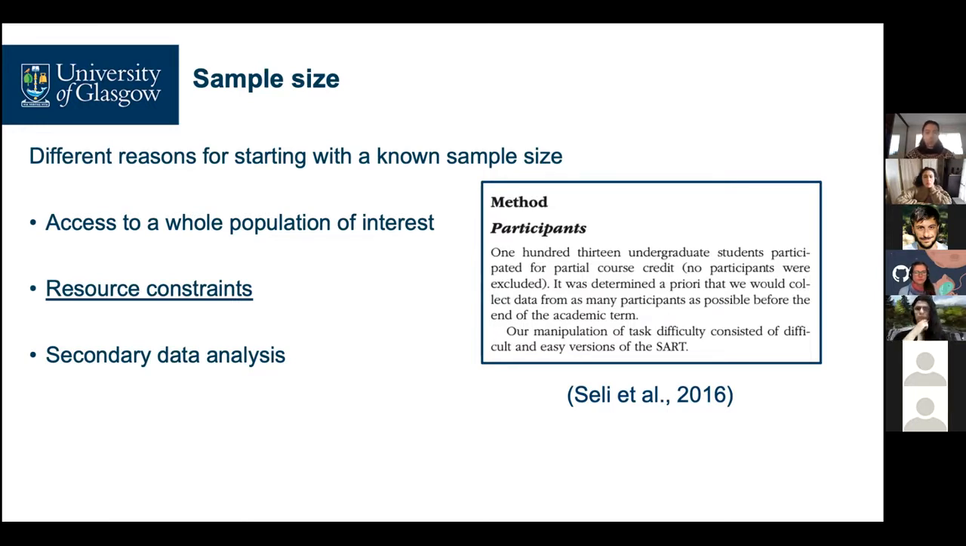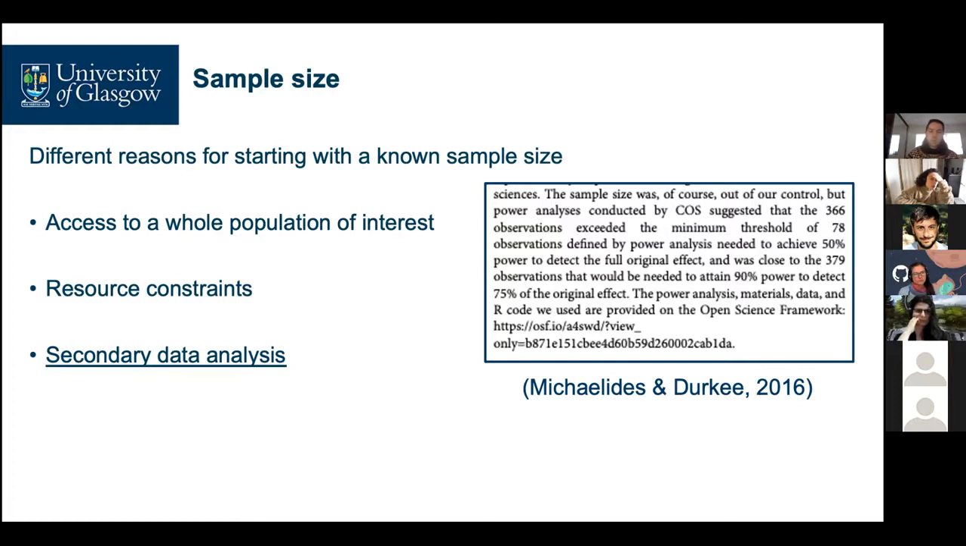So could you meet your inferential goals based on your area of research, or is it just going to be hopeless? And then the other common approach can be secondary data analysis. So you're using data from a secondary source. This one on the right was from one of the original Center for Open Science replication projects. They had 366 participants. They had access to that data.